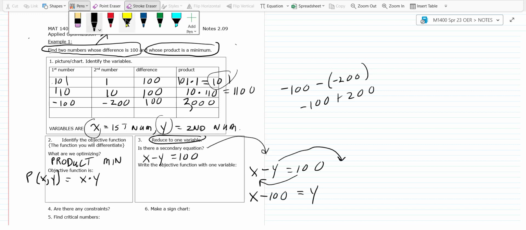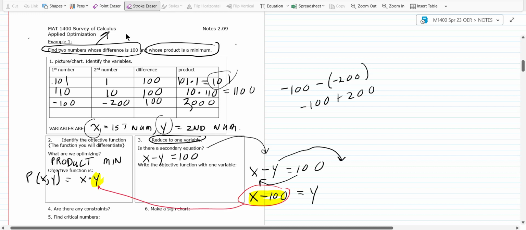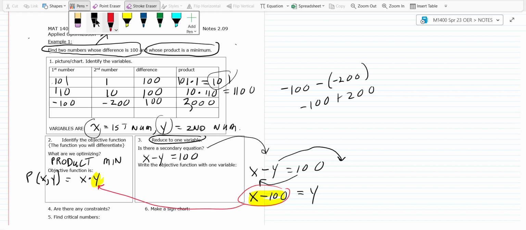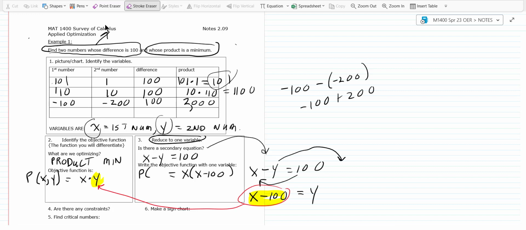Now what happens, and this is the whole key to these problems, is that's what y is, so what you do is you just take that and plug that in. Okay, so what you're going to get now is you're going to no longer have xy, you're going to have x times x minus 100, and then now that's a function with one variable, so I just write that as p of x equals x times x minus 100. Okay, like that. Does that make sense what I did? That's the whole key to the problem right there.